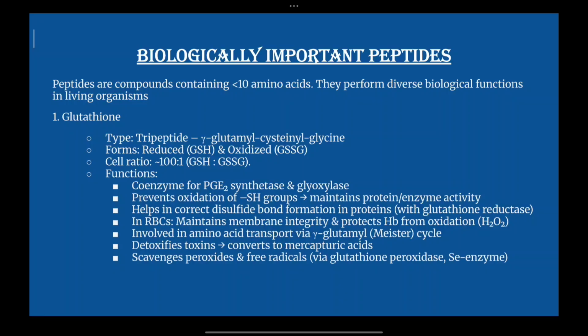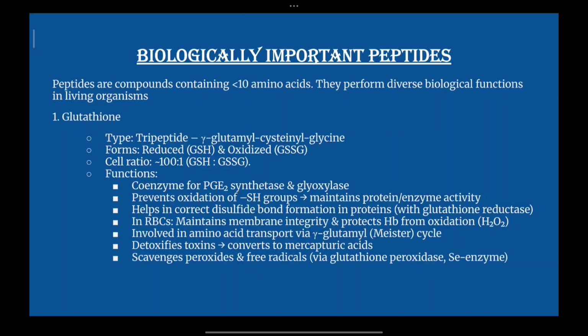In red blood cells, it maintains membrane integrity and protects hemoglobin from oxidation. It removes hydrogen peroxide, thereby preserving membrane integrity, so the membrane does not rupture. It is involved in amino acid transportation via the gamma-glutamyl cycle. So it is involved in amino acid transportation as well.